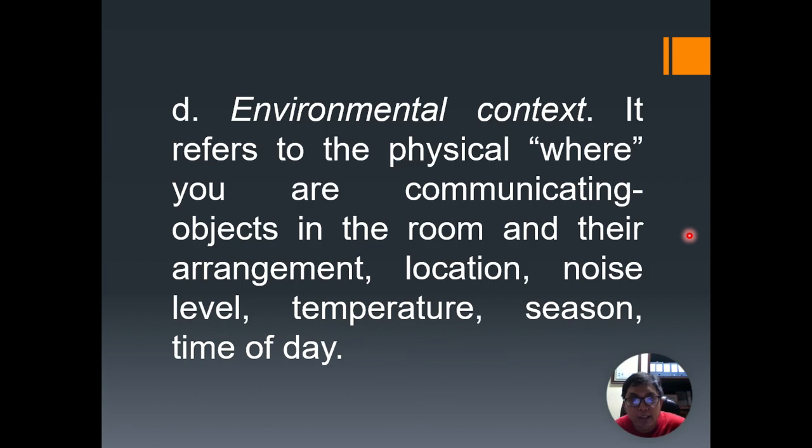And we have letter D, the environmental context, which refers to the physical setting where you are communicating. Objects in the room and their arrangement, location, noise level, the temperature and the season, and even the time of the day may affect your way of communication. You might be an eloquent speaker, but nobody can get away from the heat of the sun, which might affect the way you are communicating. Whether you're sweating or not, it really affects because you're not so comfortable in the environment that you are in. So that is your environmental context.